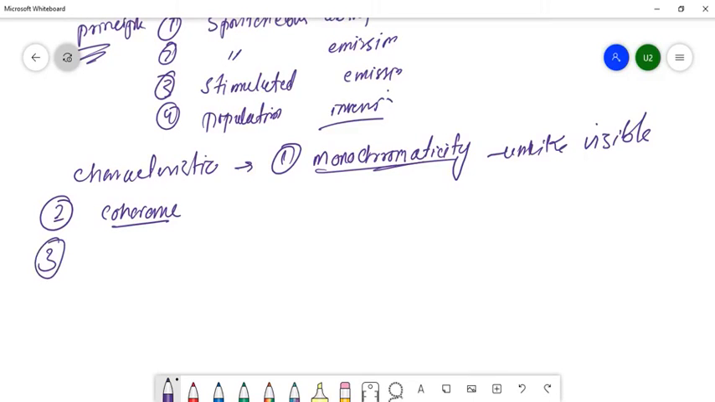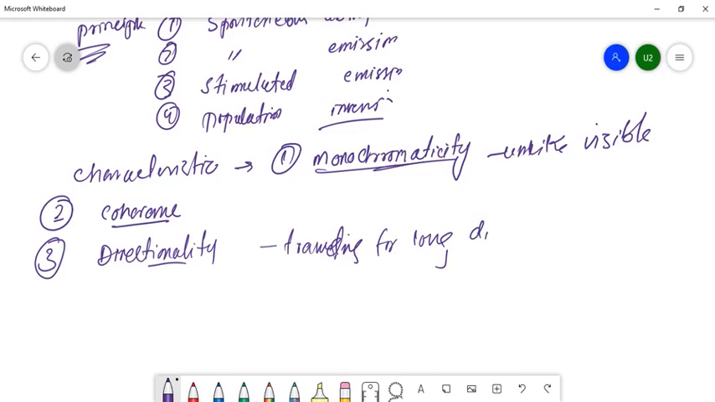The third property of laser is directionality. Directionality means that it can travel several hundred kilometers in space without distraction. Traveling for a long distance without distraction, that is called directionality of laser, and it is one of its properties.